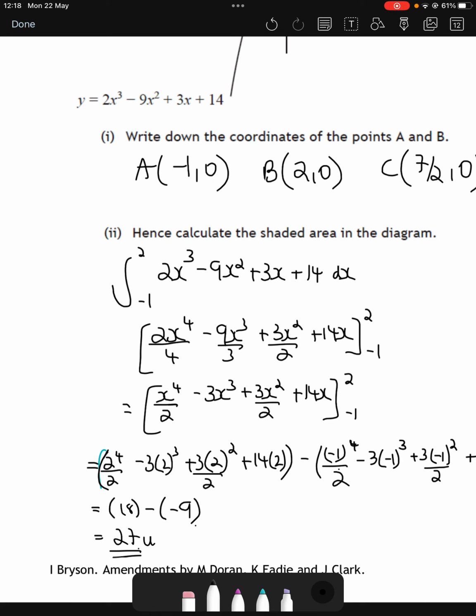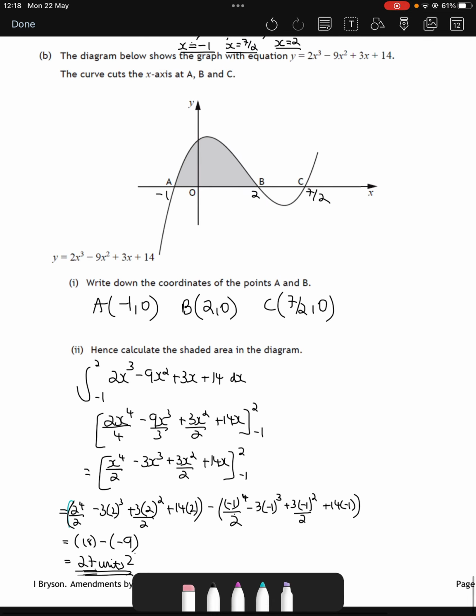Okay, technically units squared. So when there's a lot going on, yes, you can do it in one go in your calculator. Do it in stages just to avoid making a wee stupid mistake like I did there.